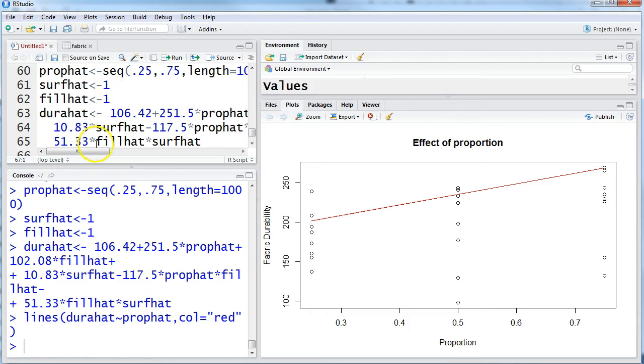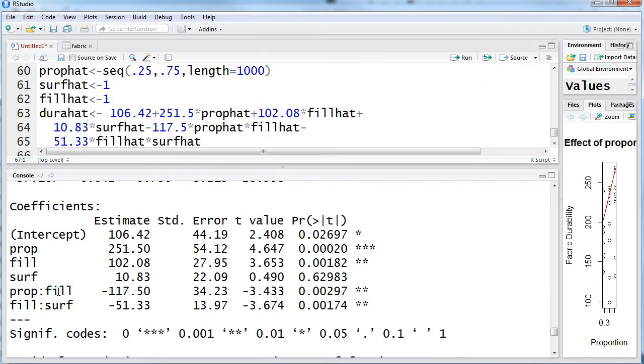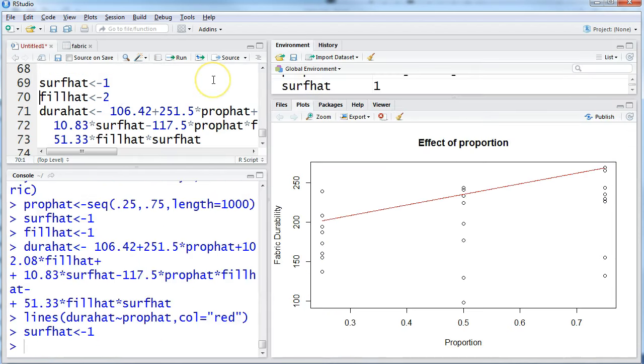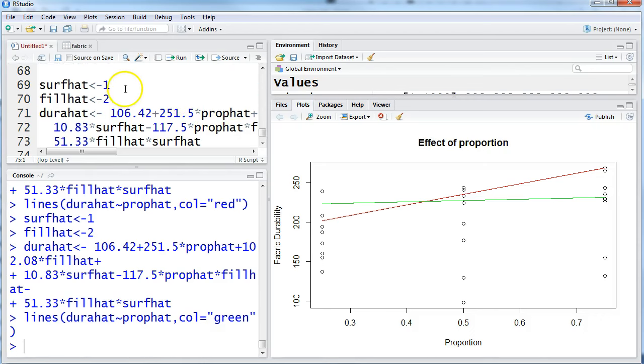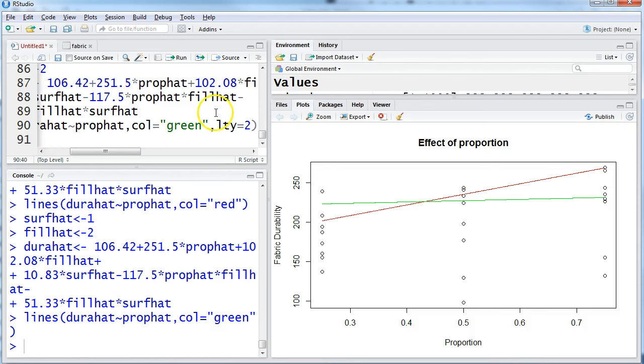Now, we're talking about proportion. What interacts with it? Only fill. So fill is the one that's actually important to change to 2. So let's plot when the fill equals 2, and look how those lines are different. What about surface? Well, surface doesn't interact with proportion, so the only thing it would do if I change surface from 1 to 2 is it would shift these. So I'm actually going to do that and draw it so that you can see what that effect is.